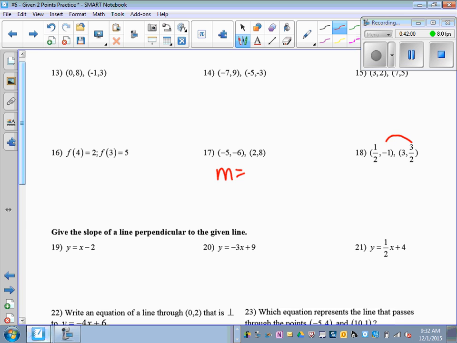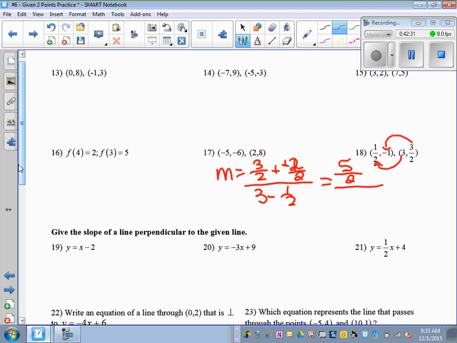So y2 minus y1, 3 halves minus the negative 1, over x2 minus x1. So 3 minus 1 half. You can use your calculator to help you out with this. 3 halves minus negative is plus, positive 1. 1 is the same thing as 2 over 2. You have to get that common denominator. So we end up getting 5 halves on top.